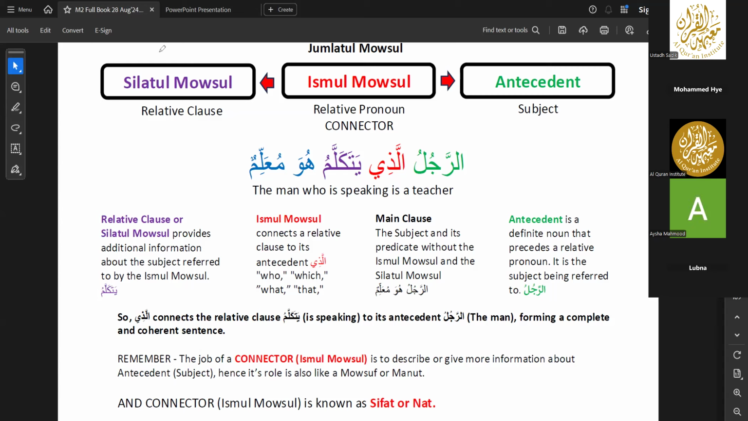Allazi ar-rajulu huwa muallimun. Ar-rajulu is mubtada and huwa muallimun is khabar. So the silatul mawsul matter finishes at yatakallamu. There could have been other words there, but in this sentence they are not there. They cannot. Nothing else is part of silatul mawsul. Silatul mawsul is only yatakallamu, brothers and sisters. Allazi is ismul mawsul, and after that silatul mawsul starts. And this is only one single word. Is that okay, brothers and sisters?